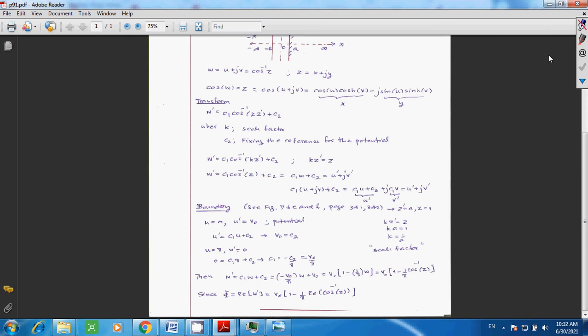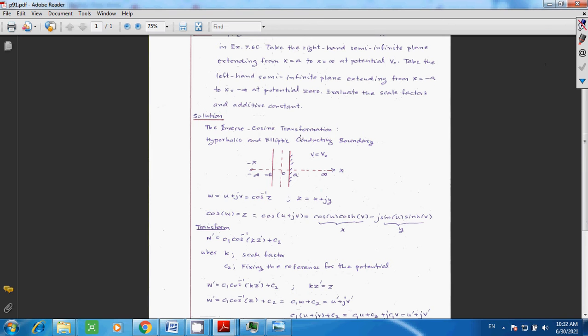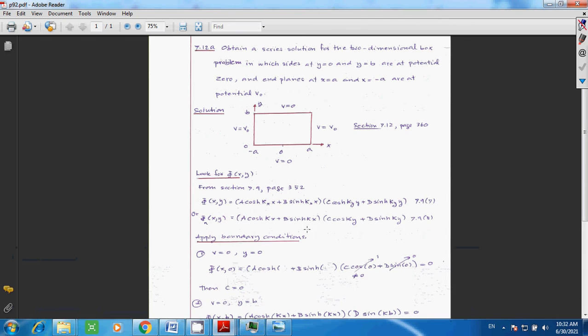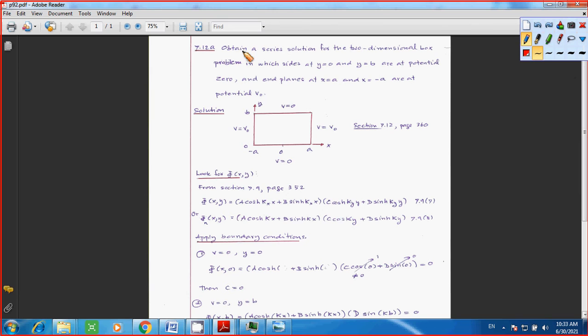Okay, so this problem is about the inverse cosine transformation, problem 7.12a. So we are working a lot on boundary conditions for different types of problems in terms of the potential.